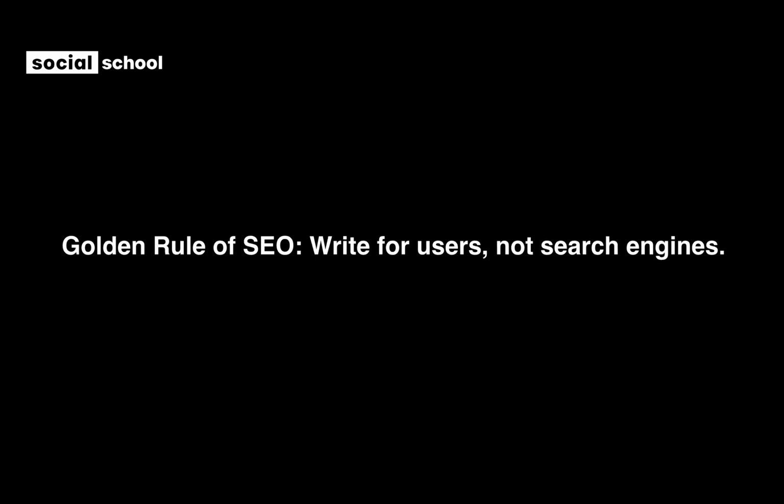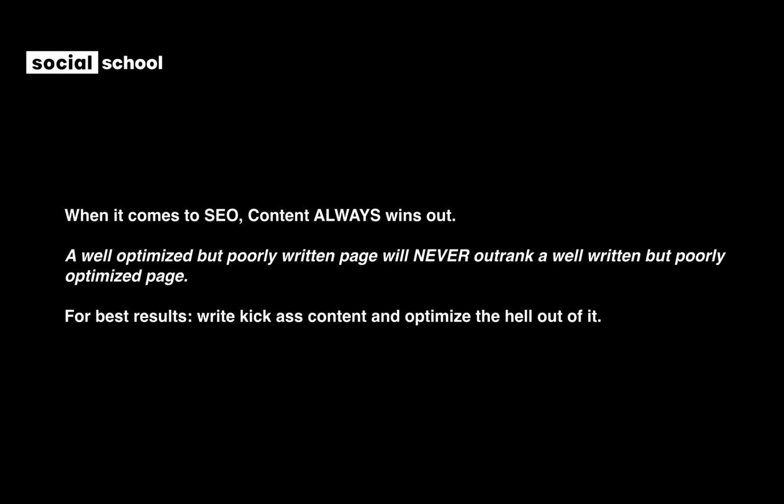So the golden rule of SEO: write for users, not search engines. This is one of the most important rules of SEO. And again, bear in mind that Google is an idiot savant. It can do all sorts of crazy calculations and mathematical things, but it cannot really do really basic things sometimes. So we don't want to write for search engines. We want to write for users. And almost all of the time that means that content wins out when it comes to SEO.